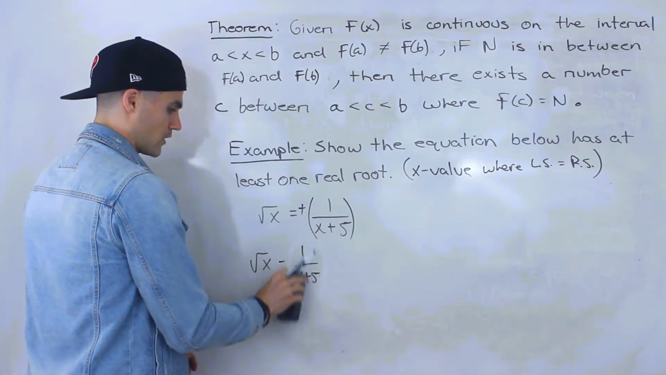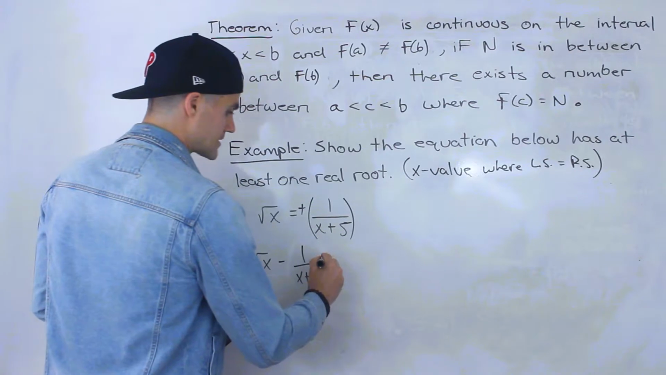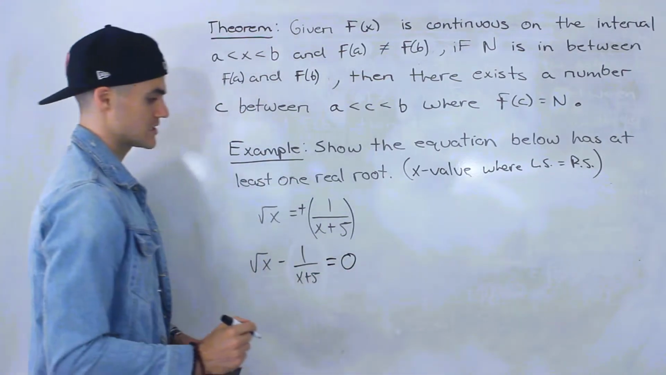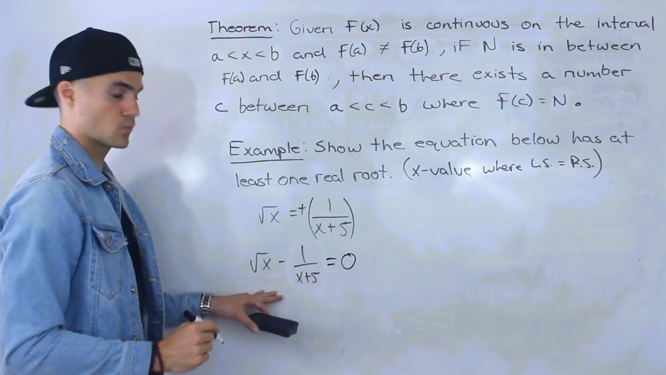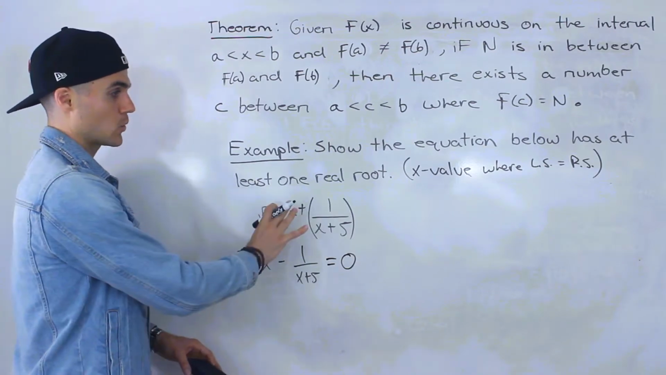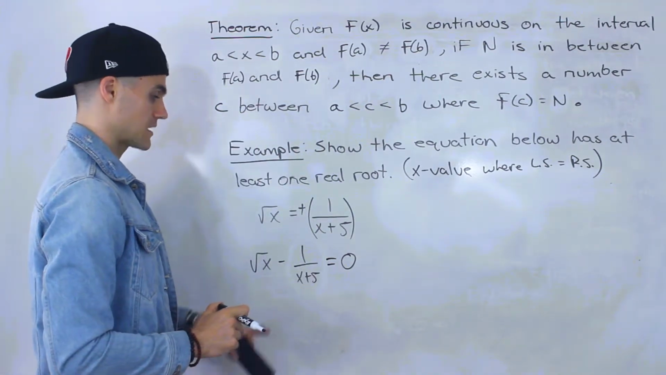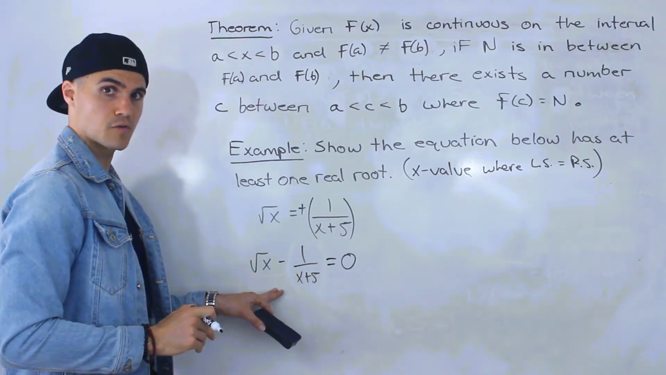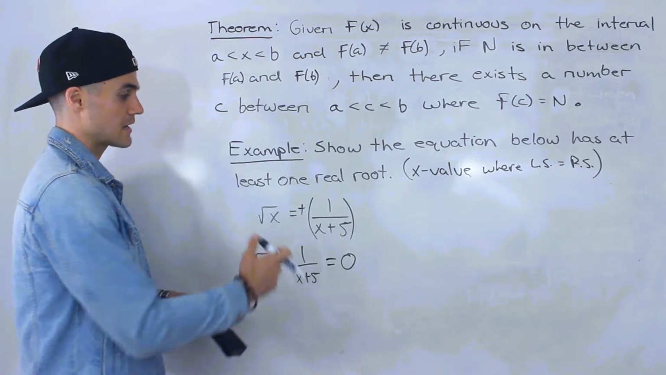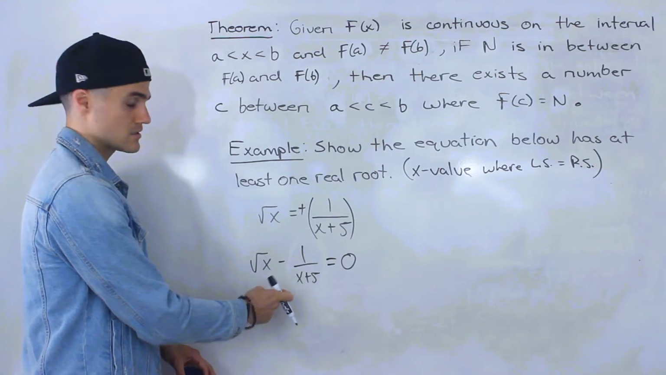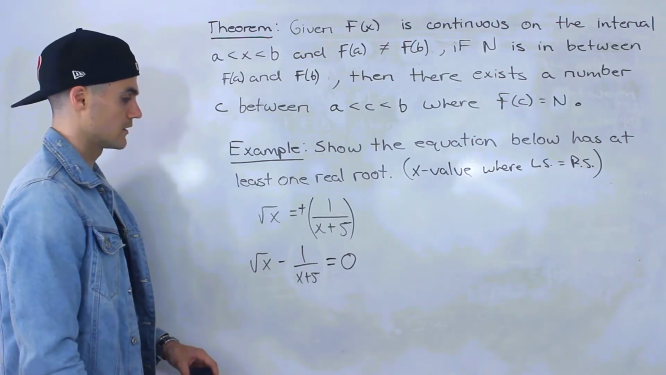So I brought that over, and what am I left with on the right side? I'm left with 0. That's always the format you want to get these equations in when you're dealing with the intermediate value theorem. Sometimes they'll be given in this format. A lot of times they won't be, and you have to put it into this format over here.